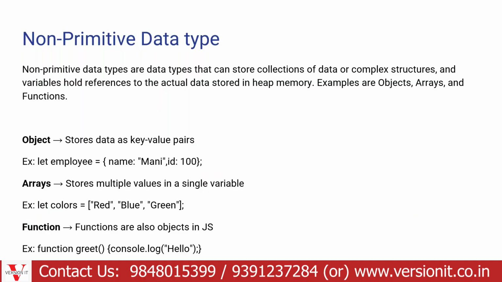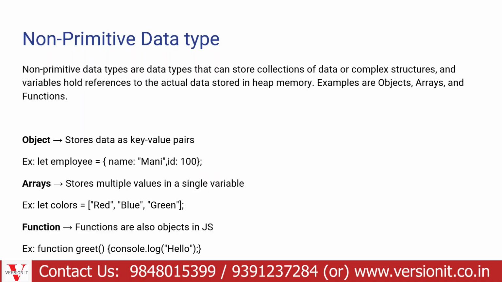So when I say collection of data or complex structures, I have an employee. Related to the employee, I need to know his name, his date of birth, his age, employee ID, salary, everything, right? So if I want to store all these things, I can use something called non-primitive data types. But with a primitive data type, you will only be able to store, like, only the employee name or only the employee salary or only the employee ID, right?